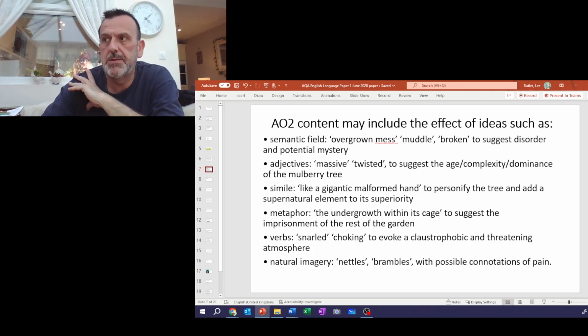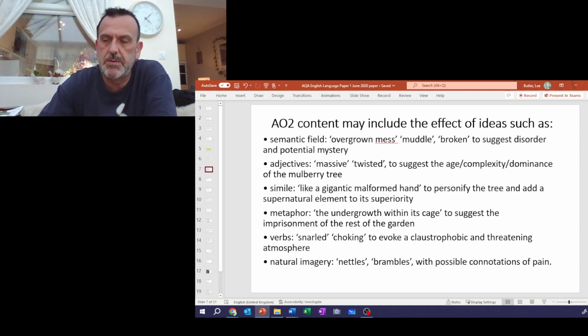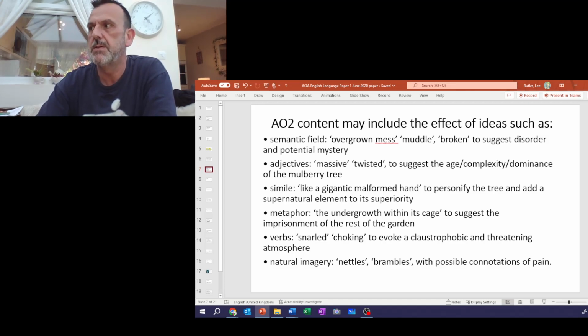Now, this is a list of things the exam board said you could use. Semantic field, if you use lexical field, don't get overly stressed, at GCSE level they can be used interchangeably. There's a slight difference, but as long as you get the right explanation with it, which is that there is a lot of disorder suggested by these words, and also potential mystery, why things broke and why things are overgrown. Did no one care about the garden?